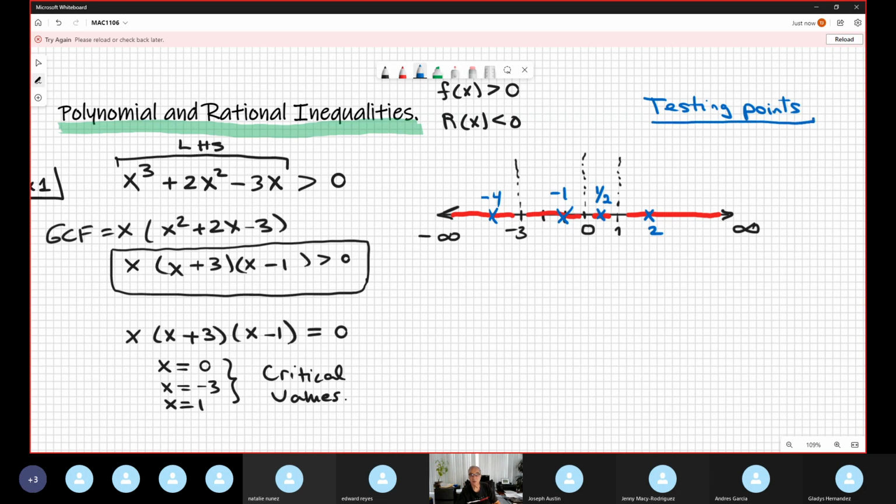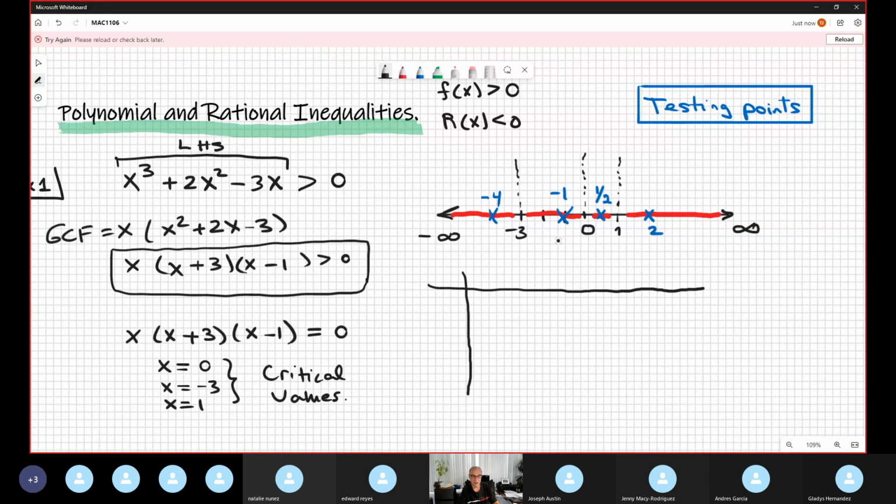I always use blue color. And some teachers say, well, you plug this testing point into the original inequality, and you verify if it's a true statement or not, because you analyze the sign. I prefer doing it another way. Look, I create a table. It started raining now. I prefer doing the table.